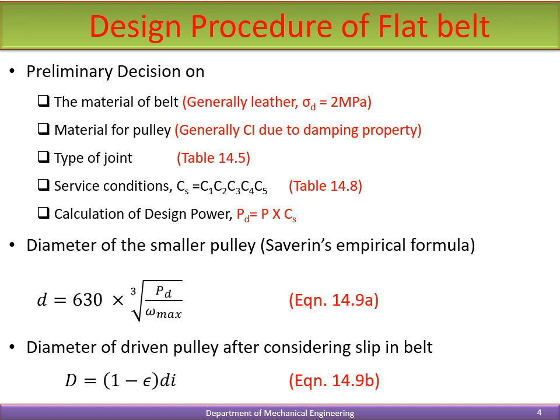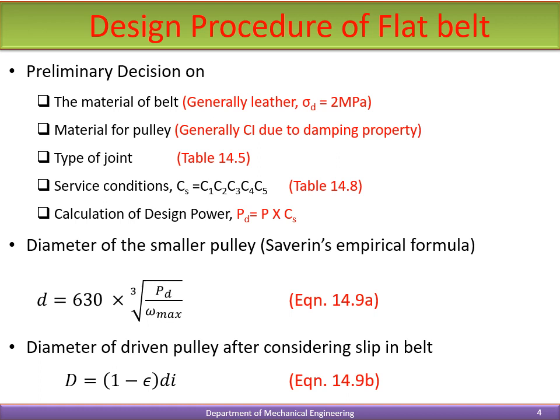Then we will select the material used for pulley. Generally cast iron is used because of the damping property. And next we will select the type of joint required, either with the cemented joint with eta J equal to 100%. Generally we will consider the cemented joint. Here we have a table, Table 14.5, that you can use for finding the type of joint. And next we will consider the service condition CS. 1.2 is used in general.